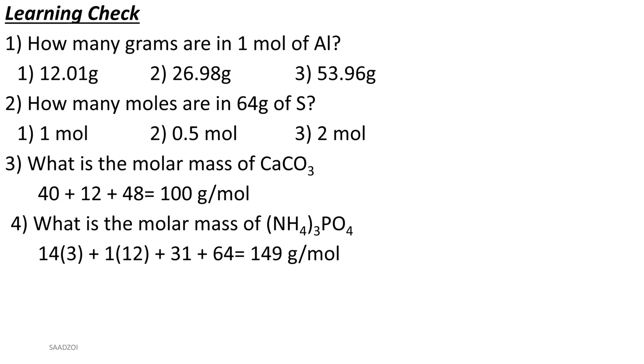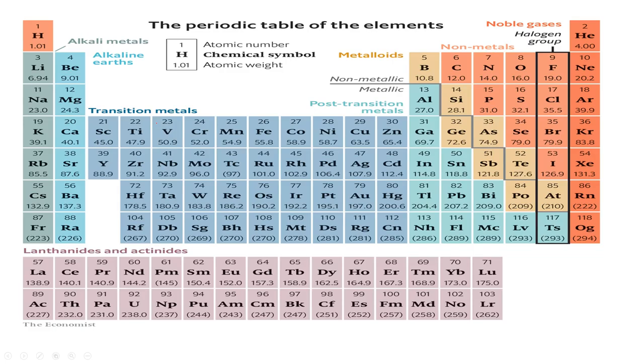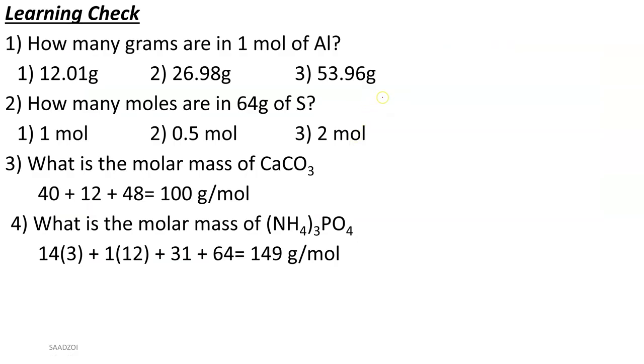of that substance. Case in point, look at sulfur. So I have 64 grams of sulfur. You look in the periodic table, sulfur's molar mass is 32, but I don't have 32, I have 64. So how do you do this?